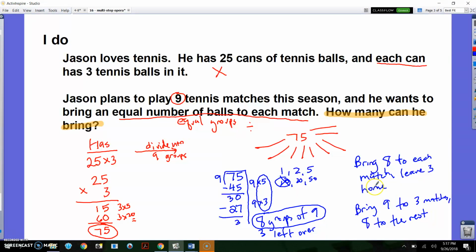That would work too. As far as the other strategies, make another incomplete group. That would mean make another match, make a 10th match, and just bring 3 to that match. I don't think that really makes sense. If he only has 9 matches in the season, I'm not sure that one makes a whole lot of sense.